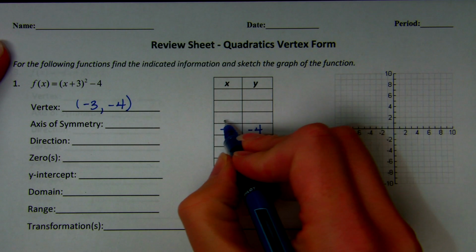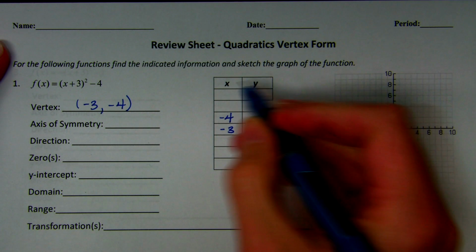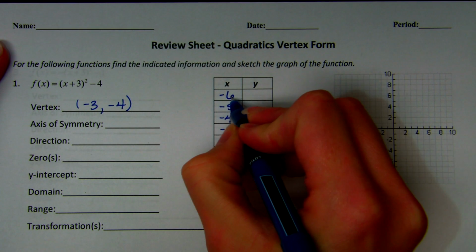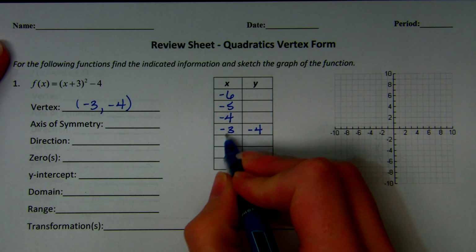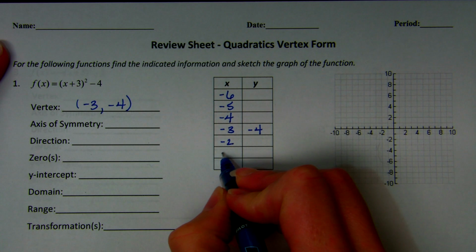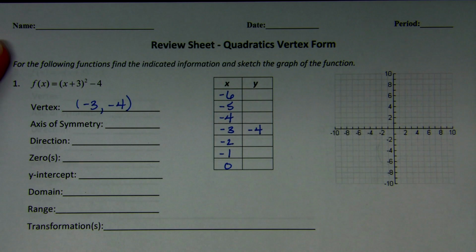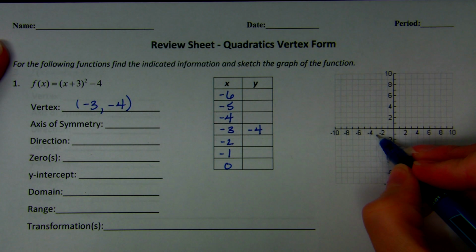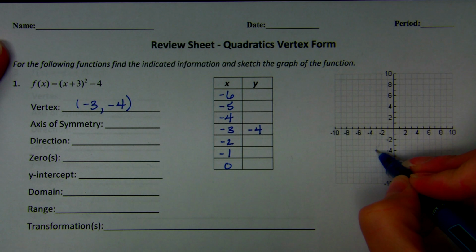A number that is smaller than -3 is -4. Smaller than -4 is -5, and smaller than -5 is -6. Larger than -3 is -2, then -1, and 0. And so your x values should look exactly like that. The vertex is at -3, -4 right here.